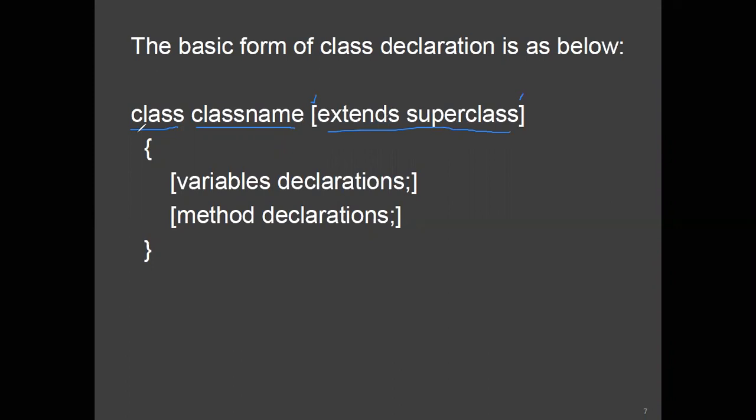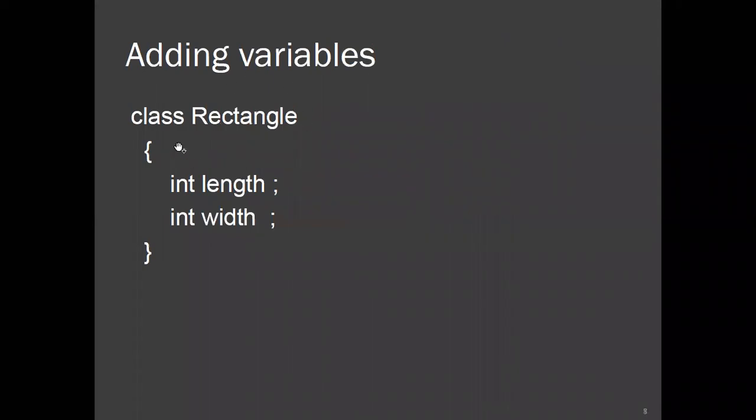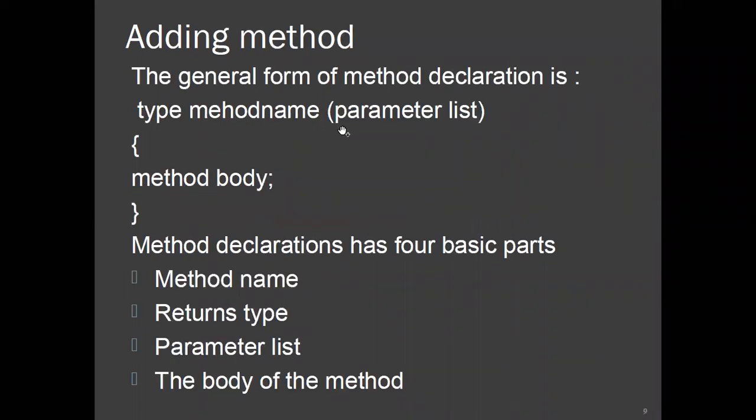So you can simply write class followed by the class name, open curly bracket, and write some of the properties and behaviors: variable declarations and method declarations, and then closing. This is how the basic syntax looks. Let's go to one example, and then we'll move to the next concept. Class Rectangle has two properties, length and width. And you see how to add a method. It's like a regular method. So how to declare a method?